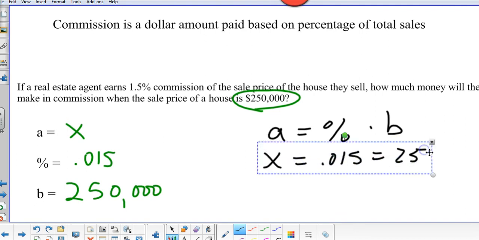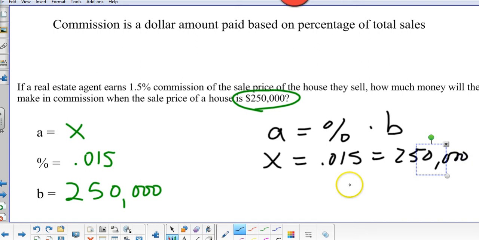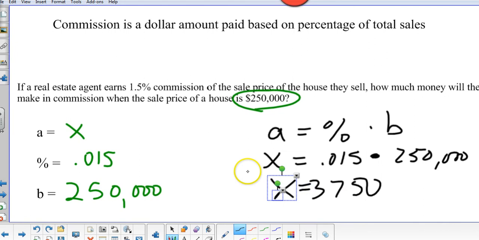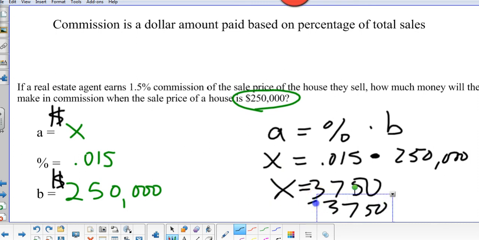This becomes a simple matter of can I type in on my calculator 0.015 times $250,000? And that gives me $3,750. I should probably have labels on those in the I part of IFSMU. So my commission would be $3,750 on the sale of that house.